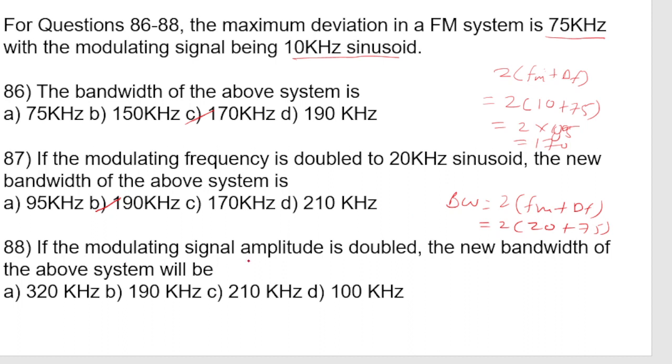If the modulating signal amplitude is doubled, the new bandwidth of the system will be, simply, if the modulating signal amplitude is doubled, the new bandwidth of the system will be, so here answer is given A, 320 kilohertz.